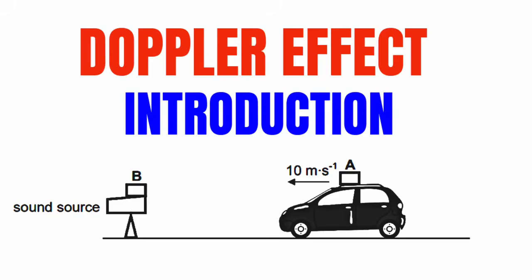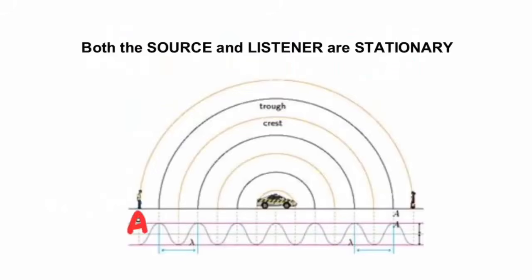Both the source and the listener are stationary. Take a look at this. You are standing at point A and your friend is standing at point B. In the middle, between the two of you at points A and B, there's a car that is playing music. So you at point A and your friend at point B will experience the music in the very same way. The frequency of sound emitted by the car is the very same frequency that is observed by the two of you.